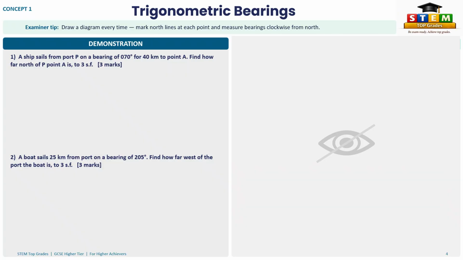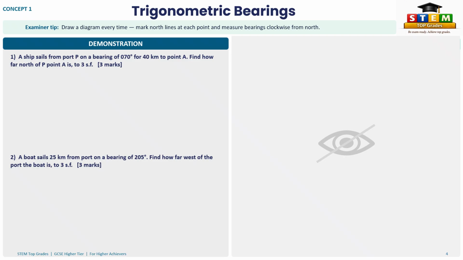Concept number 1, trigonometric bearings. This is your examiner tip. Draw a diagram every time, mark north lines at each point, and measure bearings clockwise from north. Our first question states the following. A ship sails from port P on a bearing of 070 degrees for 40 kilometers to point A. Find how far north of P point A is to 3 significant figures, and thus for 3 marks.